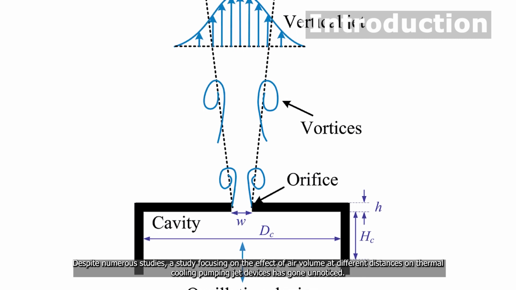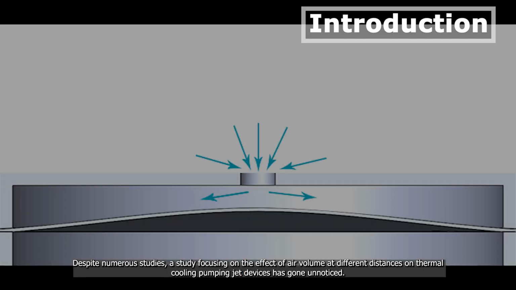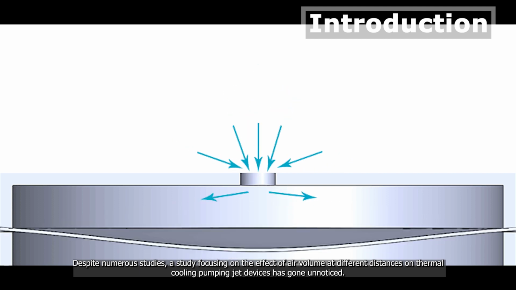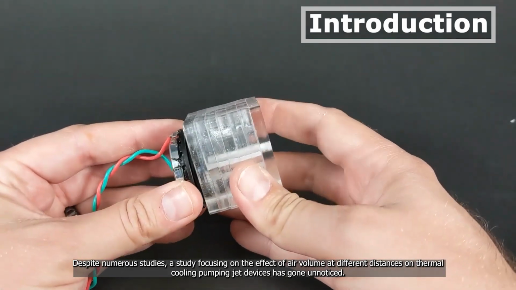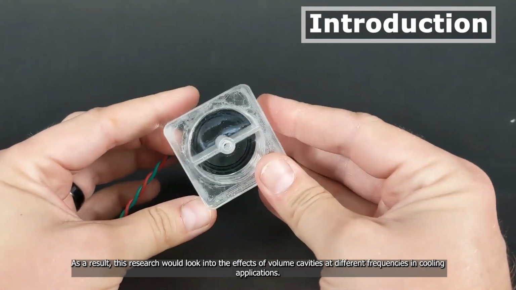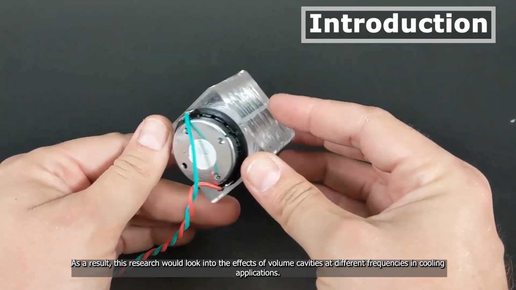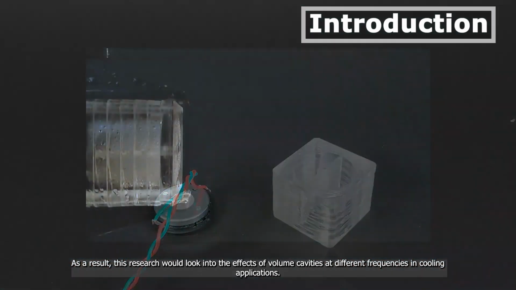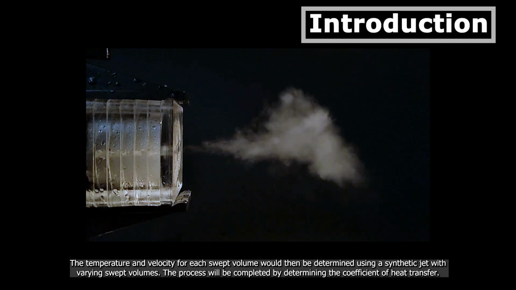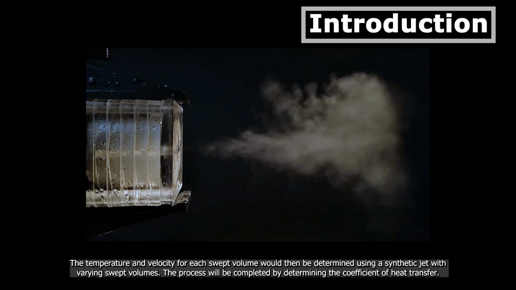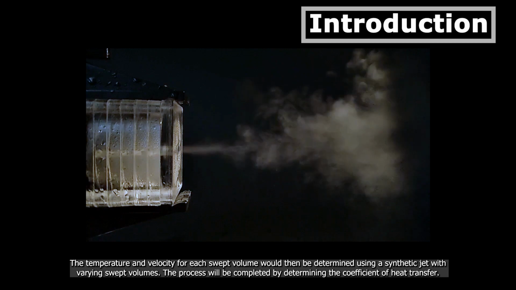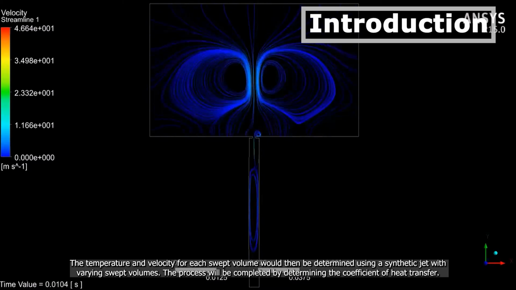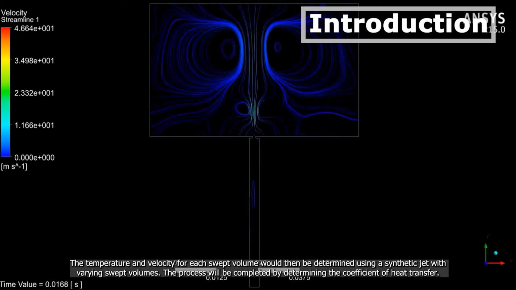Despite numerous studies, a study focusing on the effect of air volume at different distances on thermal cooling synthetic jet devices has gone unnoticed. As a result, this research would look into the effects of volume cavities at different frequencies in cooling applications. The temperature and velocity of each cavity volume would then be determined using a synthetic jet with varying cavity volumes. The process will be completed by determining the coefficient of heat transfer.